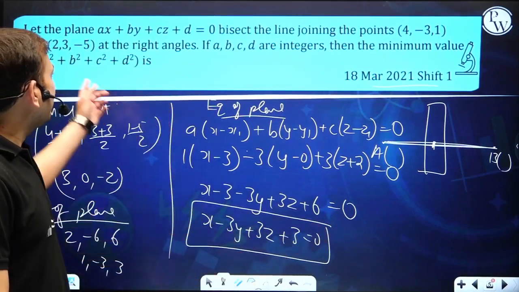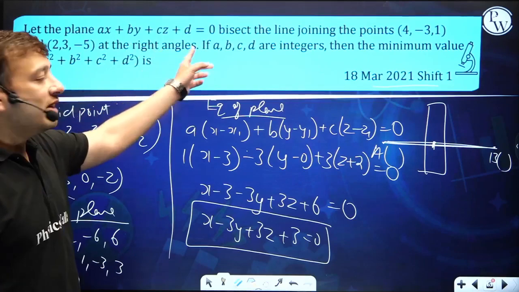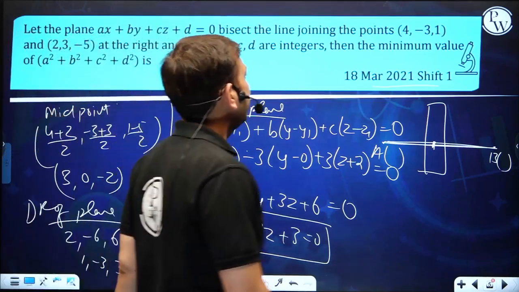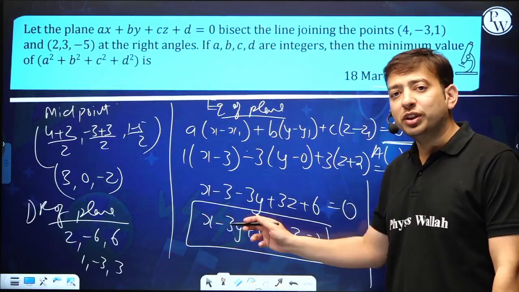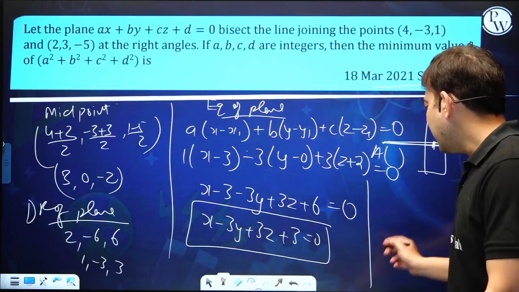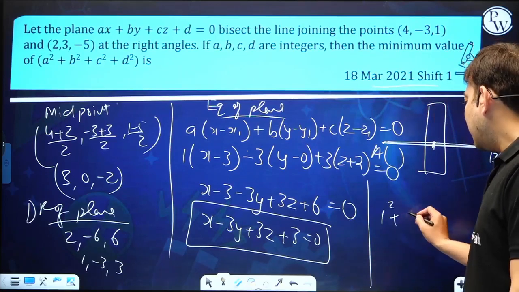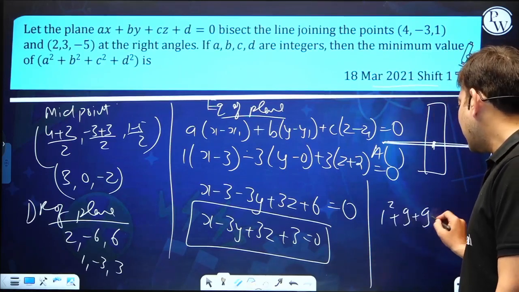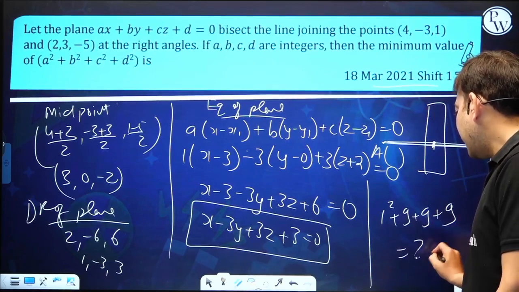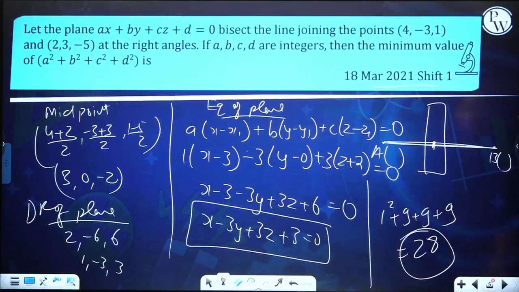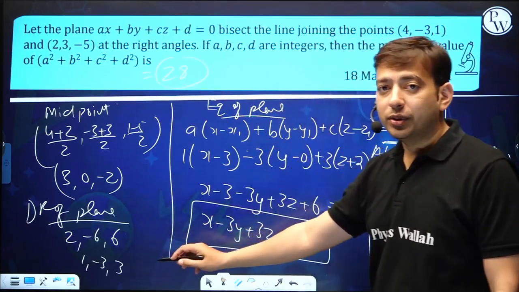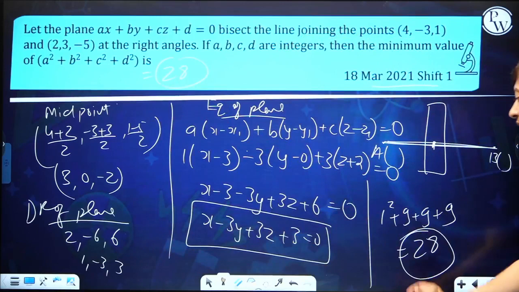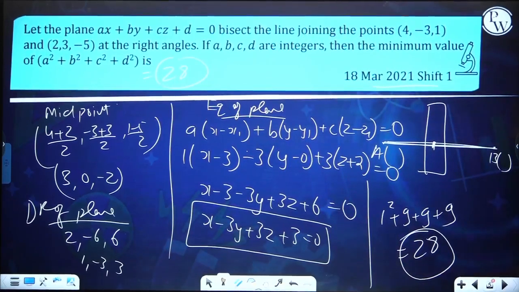Understood? Now if you compare with ax plus by plus cz plus d, these are a, b, c, d. The minimum value, because for maximum I can multiply by 2, 3, 4, anything, right? So the minimum value will be 1 square plus 3 square plus 3 square plus 3 square, so it will become 28. So the minimum value of this will be 28. That's why I divided by 2. So in this way, the question was very simple.